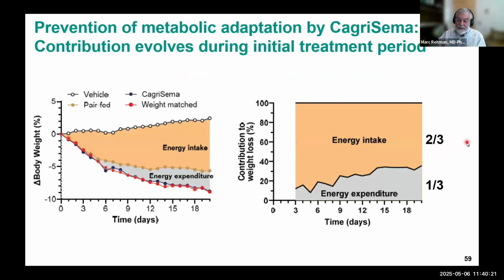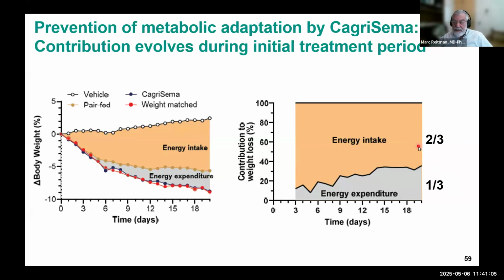So then I just want to take you through a little further analysis of the data. This is, again, the same first graph, now with the energy intake effect identified as the difference between the pair-fed group and the vehicle group, whereas the CagriSema group versus the pair-fed group is an energy expenditure effect, the lack of metabolic adaptation. I'm not going to perseverate over it because you're subtracting big numbers here, but basically, by the steady state level, by about 3 weeks, slightly over 1/3 of the weight loss effect was due to energy expenditure, the lack of metabolic adaptation, whereas slightly less than 2/3 of the drug effect was due to an energy intake effect.